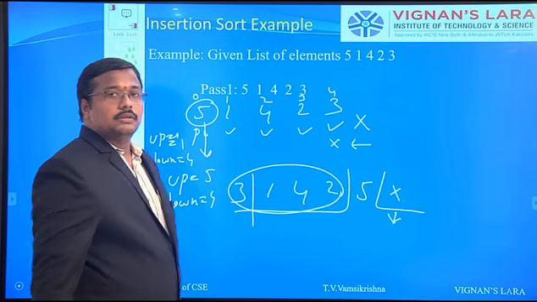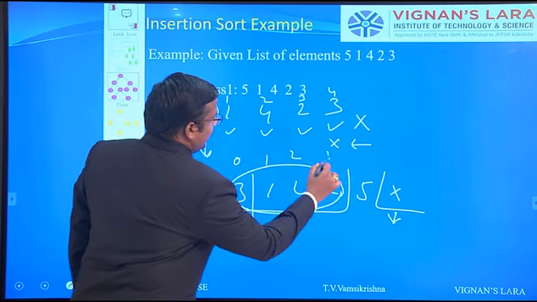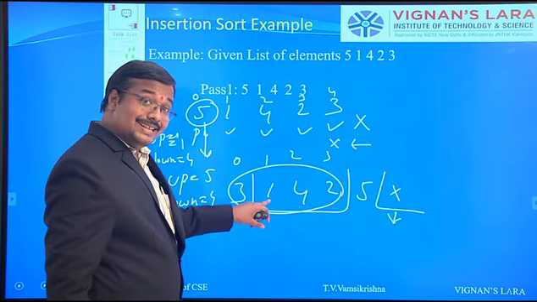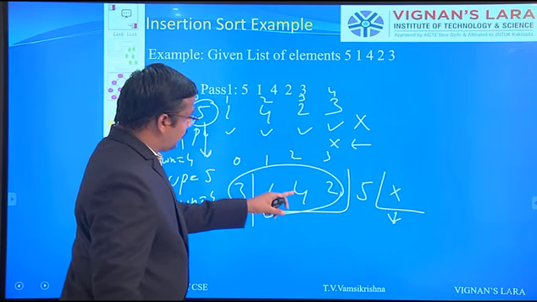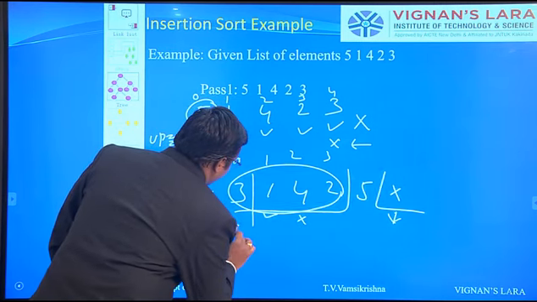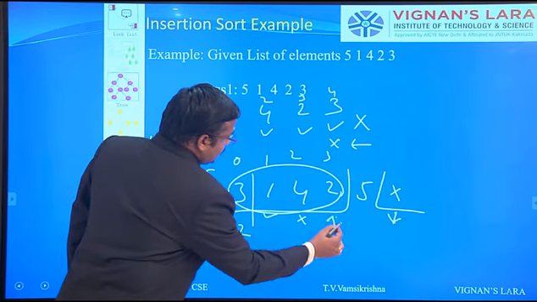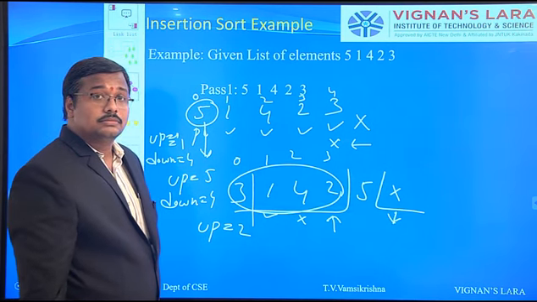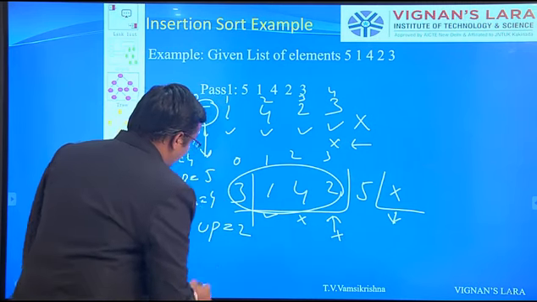Say 3 is the pivot element. Indexes 0, 1, 2, 3. Up points to 1. Comparing 3 with 1, it is less, condition is true. Comparing 3 with 4, not less, break. So the up value is 2. Then we start the down side. Comparing 3 with 2, not greater, here less, which means the condition failed.